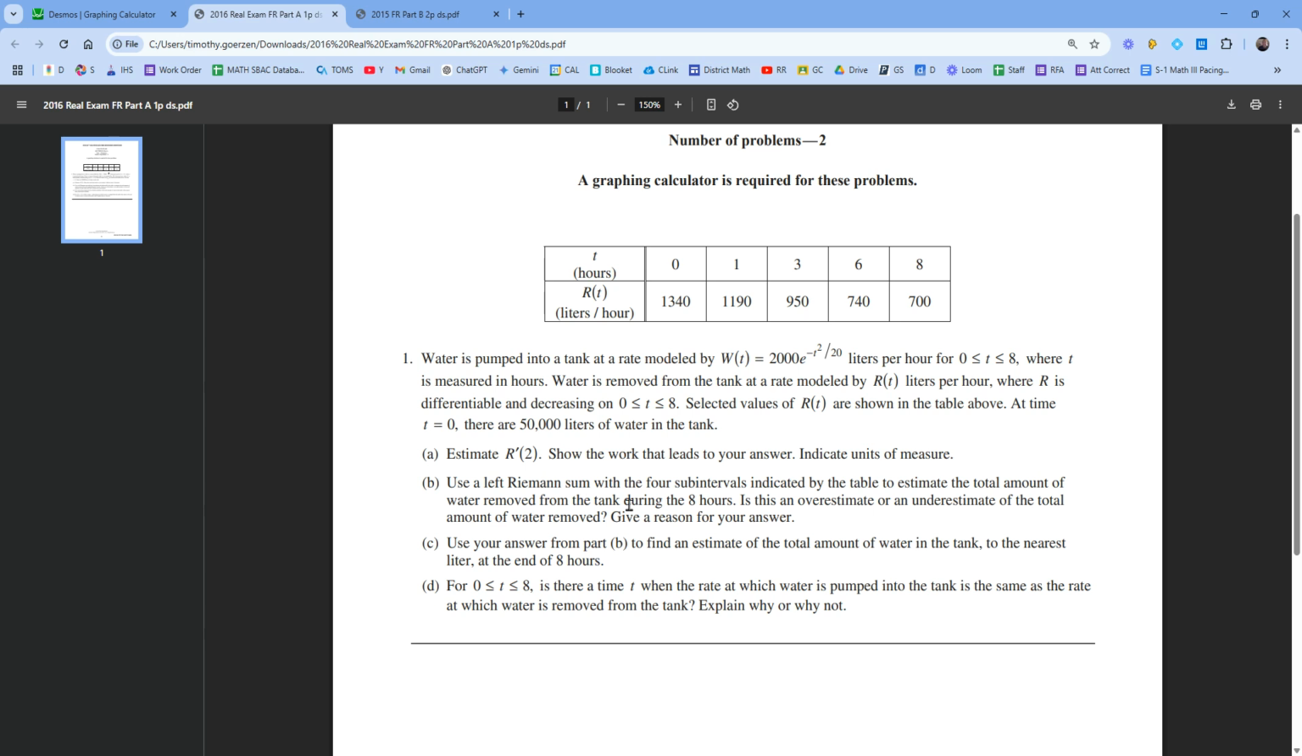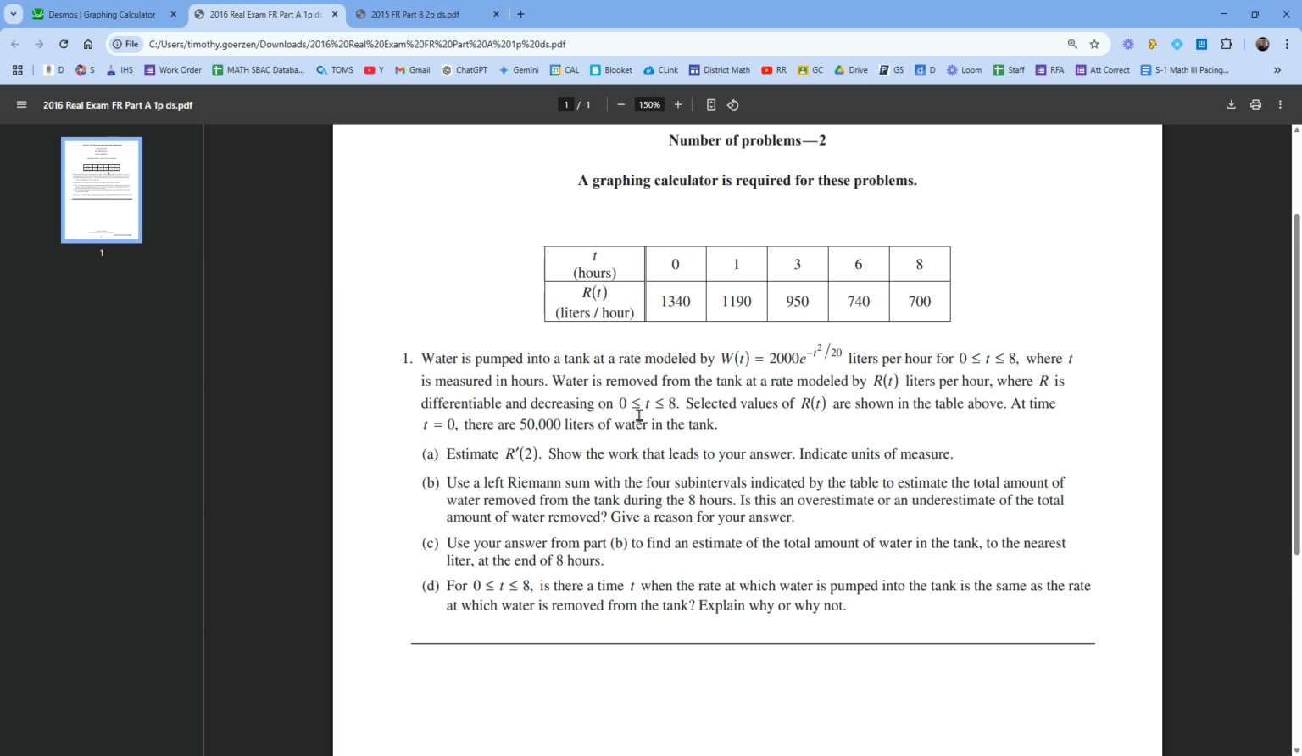All right, use a left Riemann sum with intervals there to see how much is the total amount of water removed from the tank during the 8 hours. So we're going to do a left Riemann sum. First of all, we write down what we're doing. So we're integrating from 0 to 8, and we're going to integrate r of t dt.